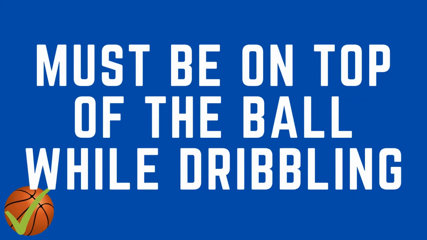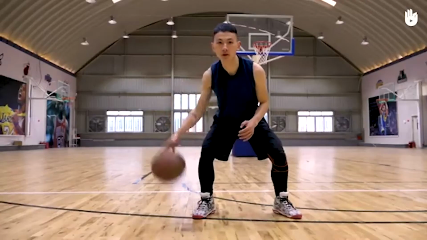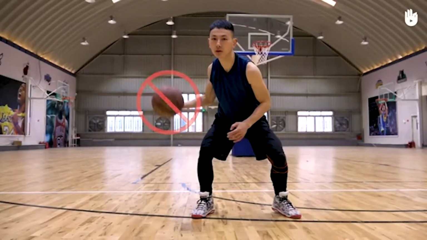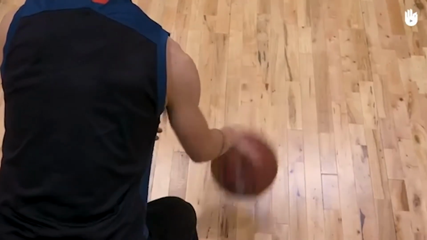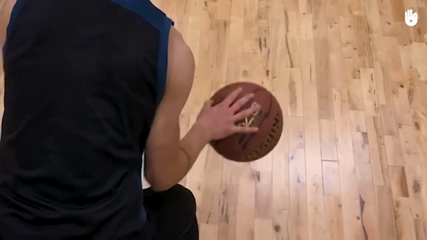Then, the player's hand must be on top of the ball while dribbling. If they touch the bottom of the ball while dribbling and continue to dribble, this is called carrying the ball and the player will lose the ball to the other team.